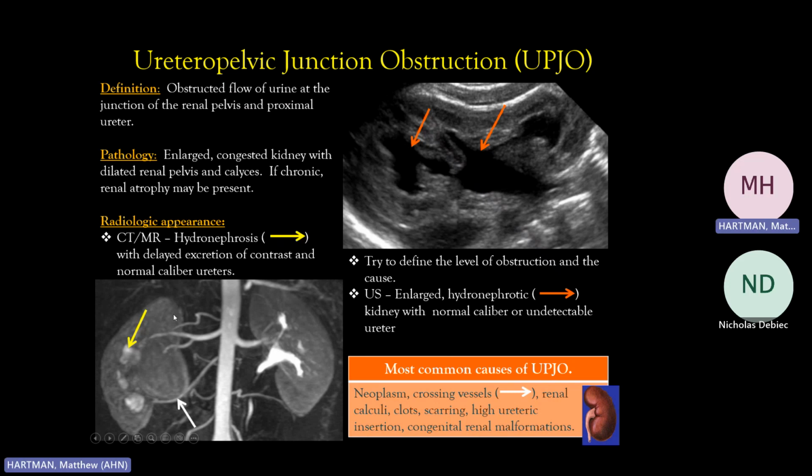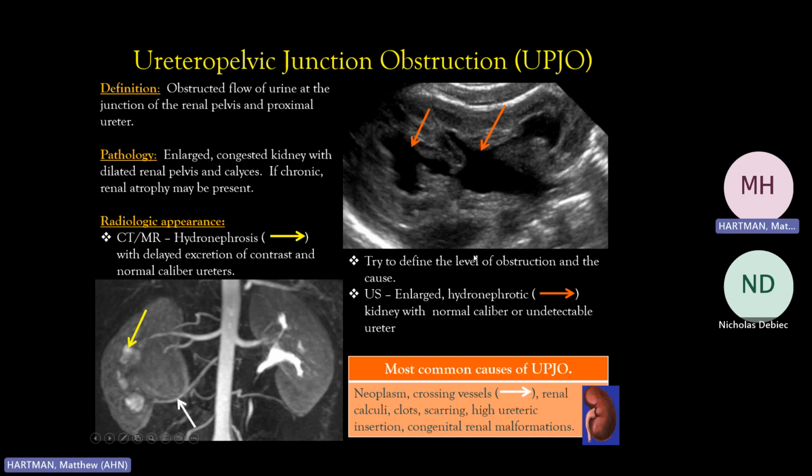UPJ obstruction. We have an obstruction at the level of the renal pelvis. This one is caused by a crossing vessel. What's it going to do on ultrasound? Our collecting system gets dilated proximal to that point. So things that can cause obstruction: neoplasm, crossing vessel like here, calculi, and some congenital malformations.